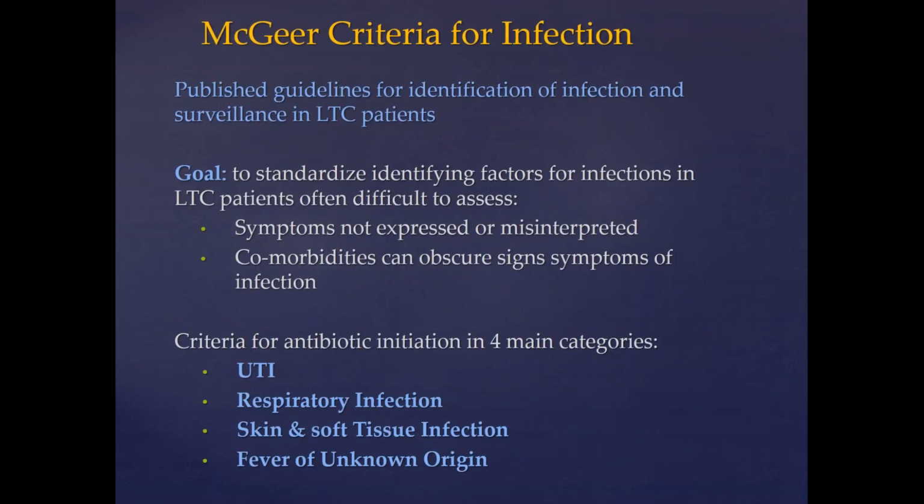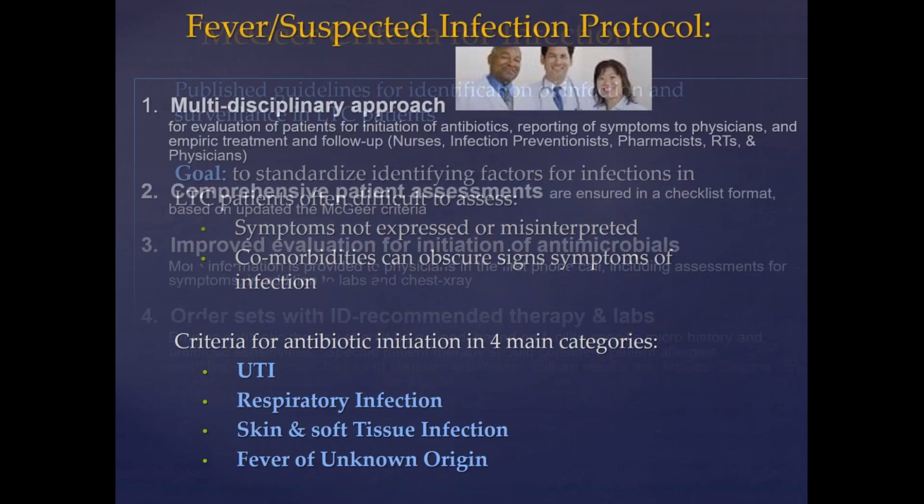You've all heard of the McGeer criteria. These were published guidelines for identification of infection and surveillance in long-term care patients. The goal was to standardize the identifying factors for infections in long-term care patients that are often difficult to assess. Symptoms are not expressed or misinterpreted, or the comorbidities can obscure the signs and symptoms of infection. These criteria are divided into 4 main categories: UTI, respiratory, skin and soft tissue, and fever of unknown origin.